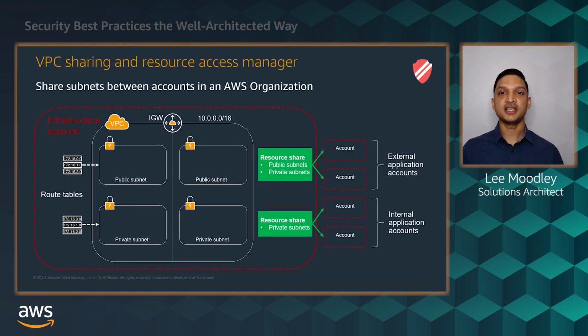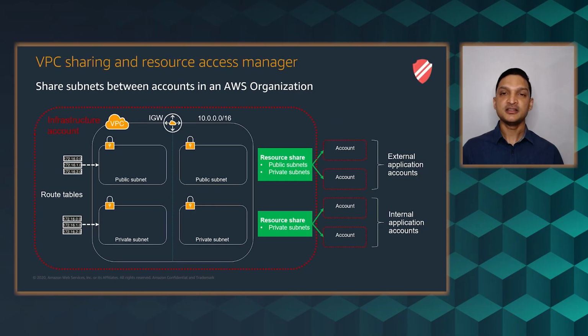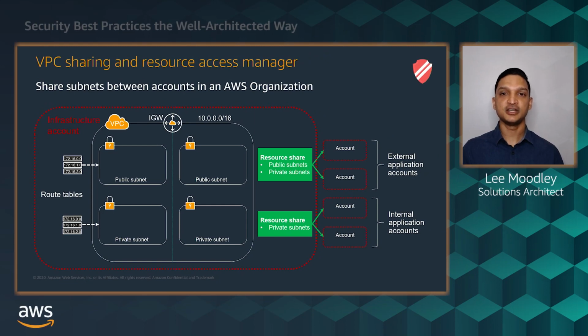VPC sharing and Resource Access Manager also help protect your infrastructure by sharing specific infrastructure elements and providing that segregation between teams creating the VPCs and teams needing to use the VPCs. This sharing has a very specific use case where you have multiple different teams that want to share resources within a VPC. In the design, we also take into consideration instance level protection with security groups, as well as subnet level protection with network access control lists.